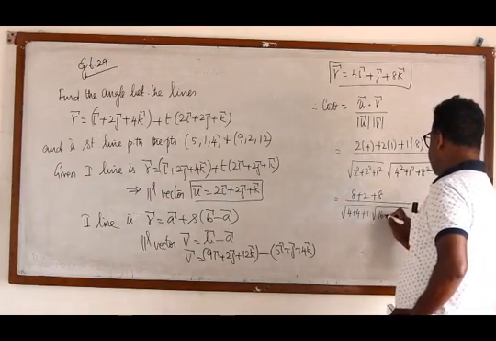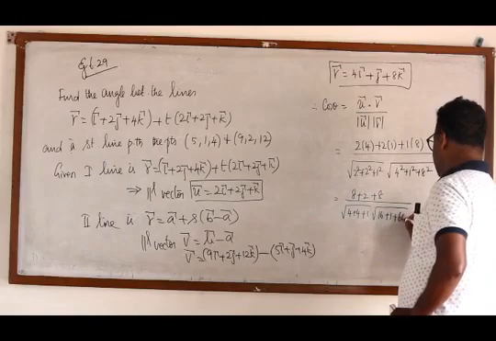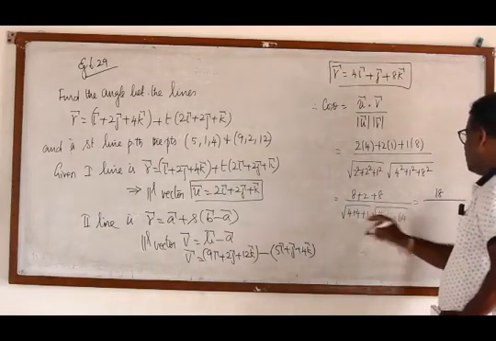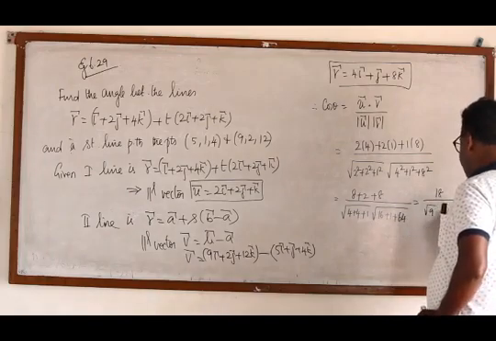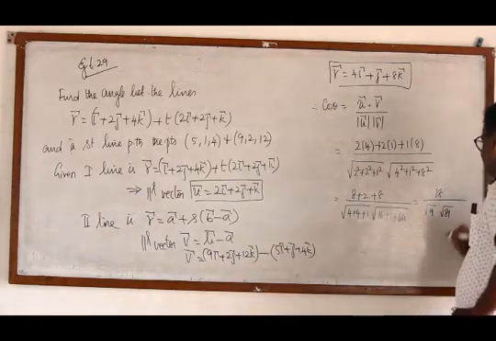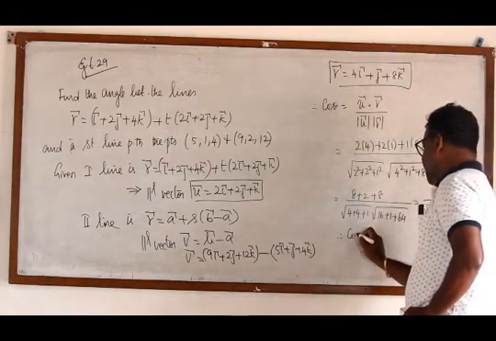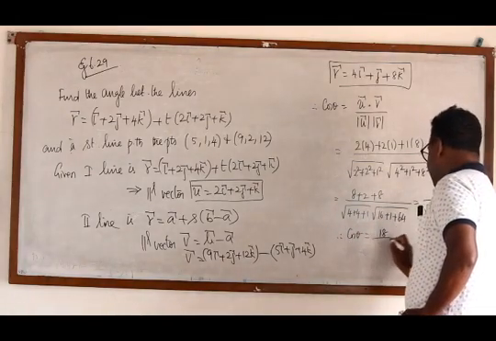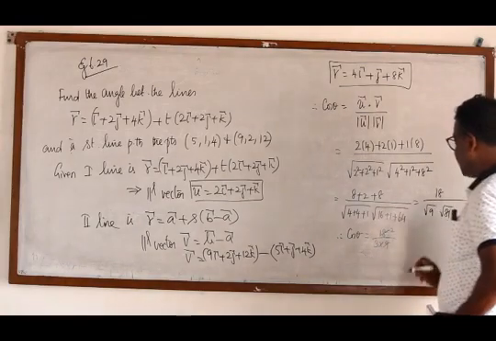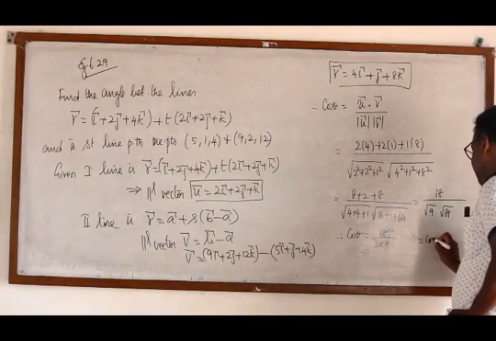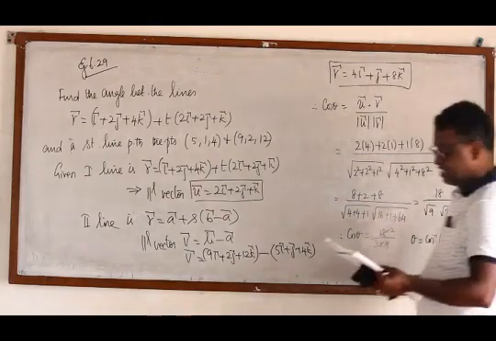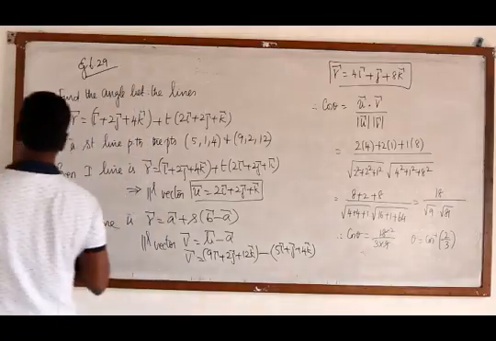root of 16 plus 1 plus 64. That is 18 by root 9 into root 81. Therefore, cos theta equal to 18 by 3 into 9, which is 2 by 3. Therefore, theta equal to cos inverse of 2 by 3. This is the angle between the two lines. This is how we have to find it.